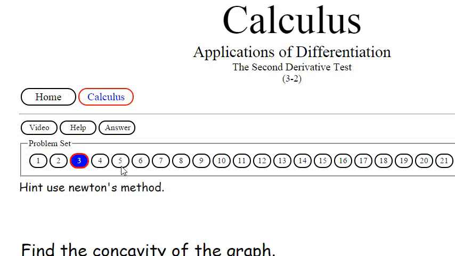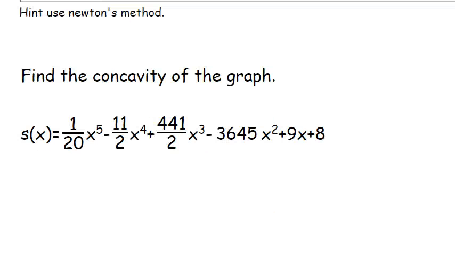Okay, 3-2. Whoa, what's this? It says find the concavity of the graph.